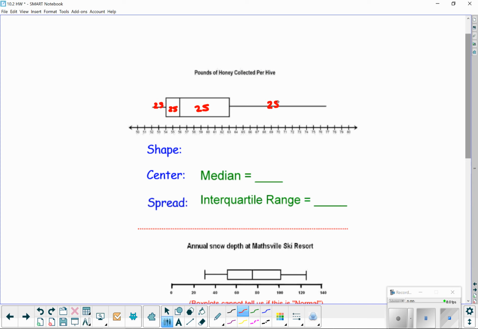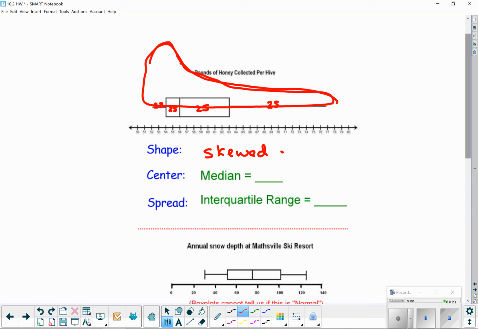And you can see that as you go towards the right, it's more and more spread out. So a lot of information is right here, about 50% of your information is here, a little bit less, 25% is here, and then 25% spread out all over here. So for this one, the shape is going to be skewed right. If you don't remember, look back at your notes for that.